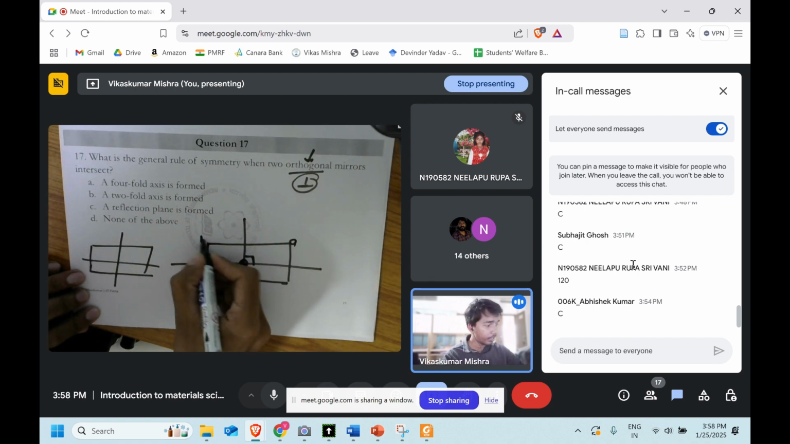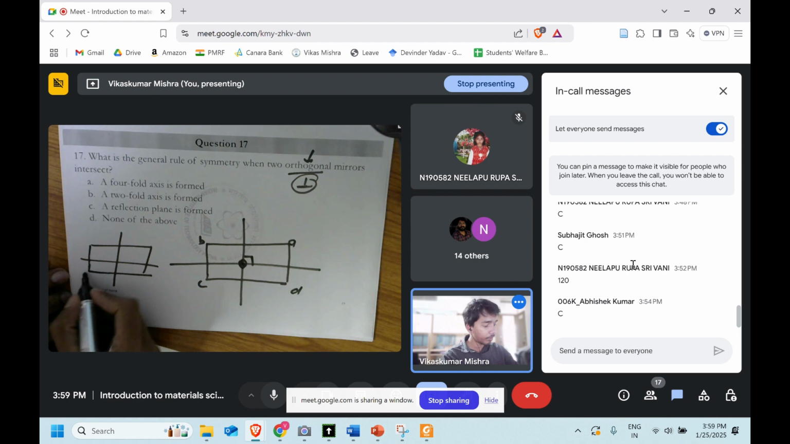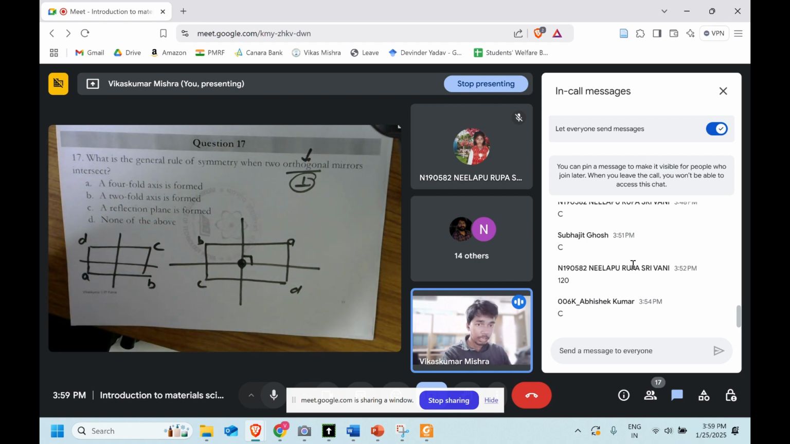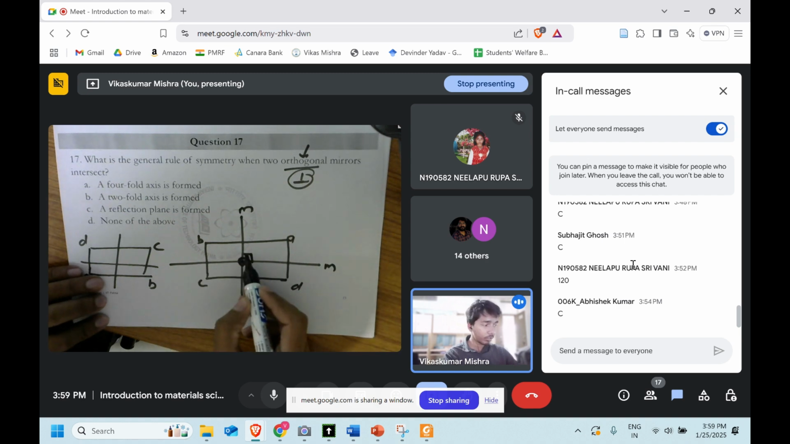Let me mark this A, B, C and D. So what will happen? This A will come to here, B will come over here, C will come over here, and D will come over here. But they are representing the same thing; their symmetry doesn't get disturbed. So always remember, when two mirrors intersect each other orthogonally, the intersection point will generate the twofold. So along this axis, I can rotate by 180 degrees. It's a twofold.